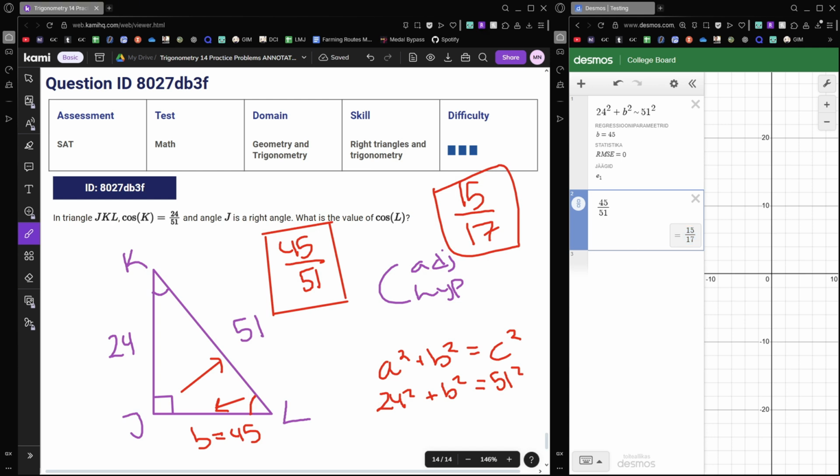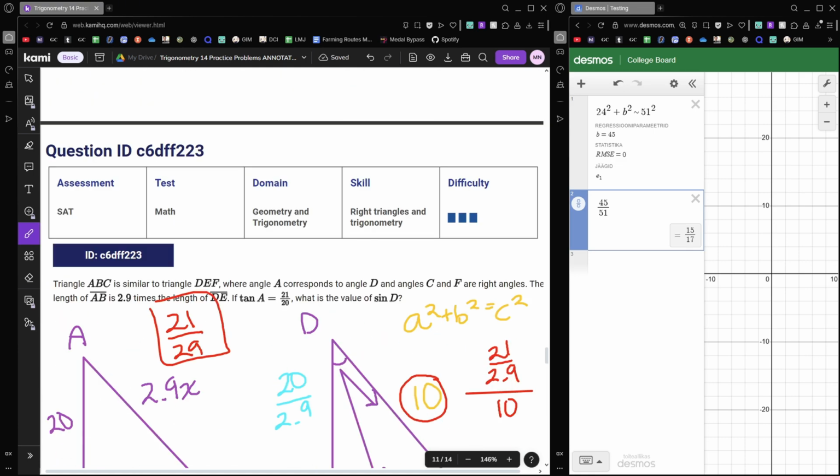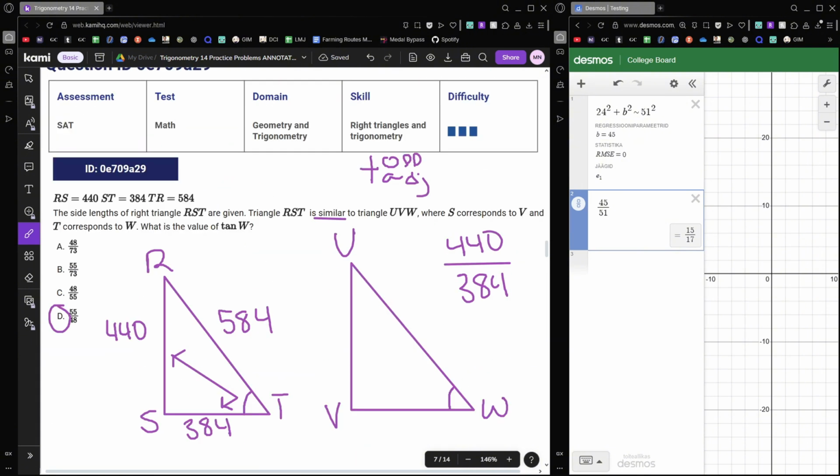Alright, that was 14 practice problems on trigonometry, and Desmos is going to be useful in some of these problems where you have to use the Pythagorean theorem to find the missing side length. Now for these trigonometry problems, you don't really have to remember that much. The first thing you have to remember is SOHCAHTOA, so sine is going to be opposite over hypotenuse, cosine is going to be adjacent over hypotenuse, and tangent is going to be opposite over adjacent.